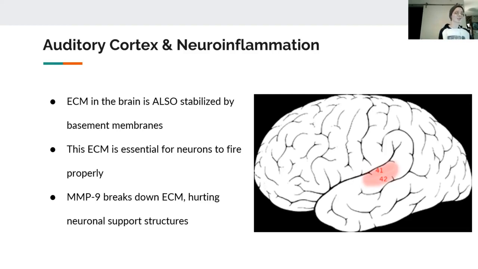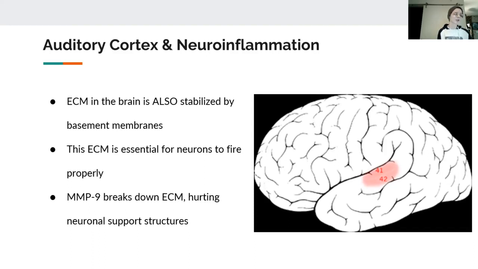So that's exactly the same system we've been talking about this whole time, right? And so that is another way that MMP-9 can cause hearing loss related to the neuronal structure specifically. And so the last way we're going to discuss is this one I have on the screen here, which is audio cortex neuroinflammation, which is a very specific condition that has to do with the dissolving of perineuronal nets, which are just a type of extracellular matrix in the brain.